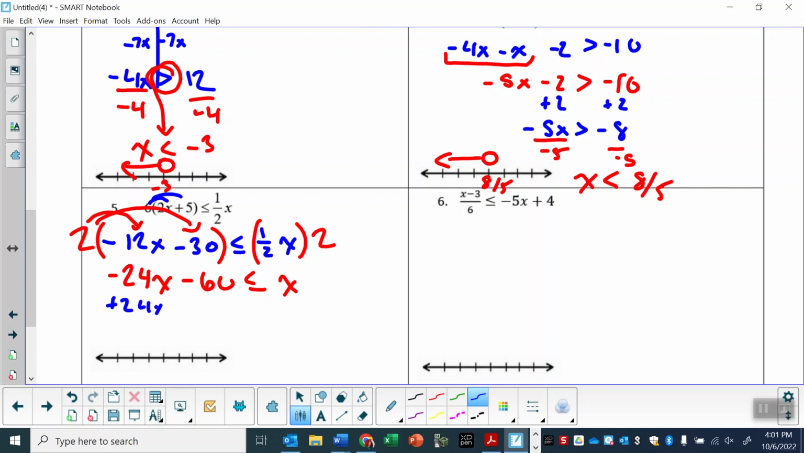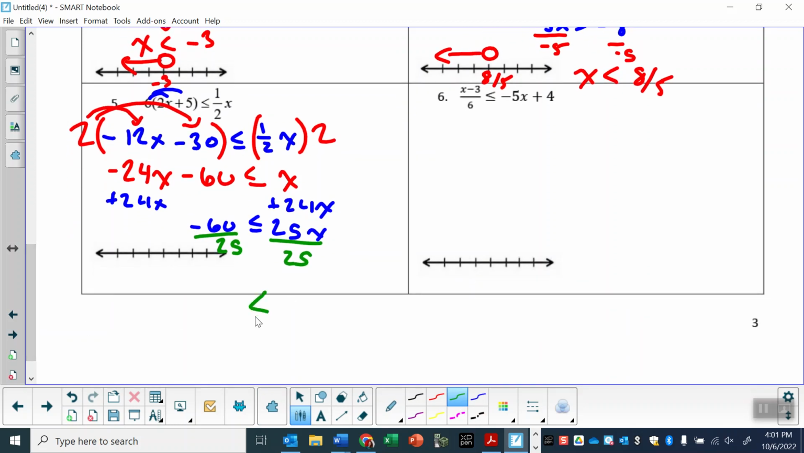Get your variables together by adding 24x on both sides. Negative 60 is less than or equal to 25x. Divide both sides by 25. And the number we're dividing by is positive, so we're not going to flip the sign. Just make sure your variable lines up underneath your variable. Negative 60 over 25, they're both divisible by 5. 60 divided by 5 is 12. 25 divided by 5 is 5. Don't forget the negative sign.